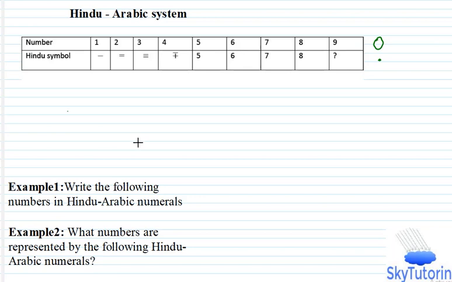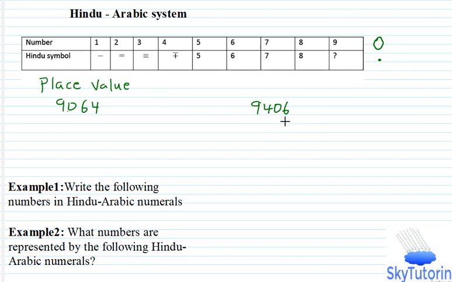Another thing to note about the Hindu-Arabic system is that it gives provision for what we refer to as place value. So what is place value? Let's take, for instance, 9,064, and let's say we also have 9,406. Now, the value of 4 in 9,064 is not the same as the value of 4 in 9,406.